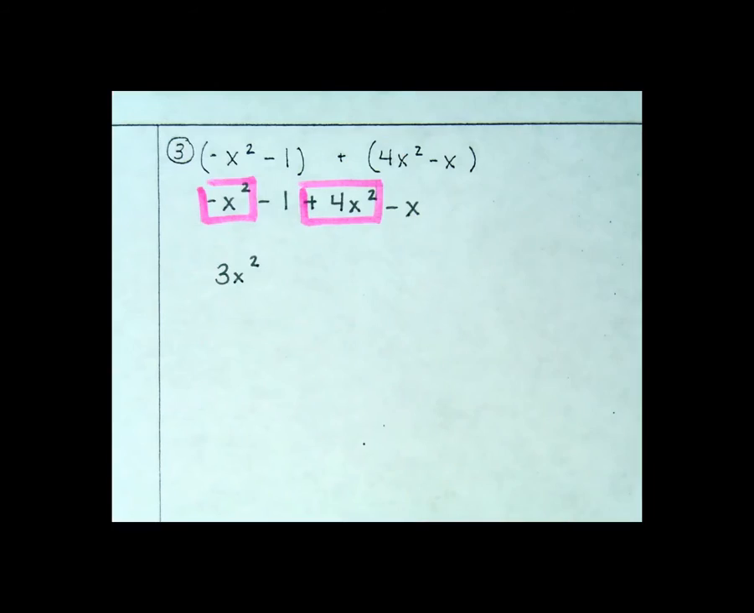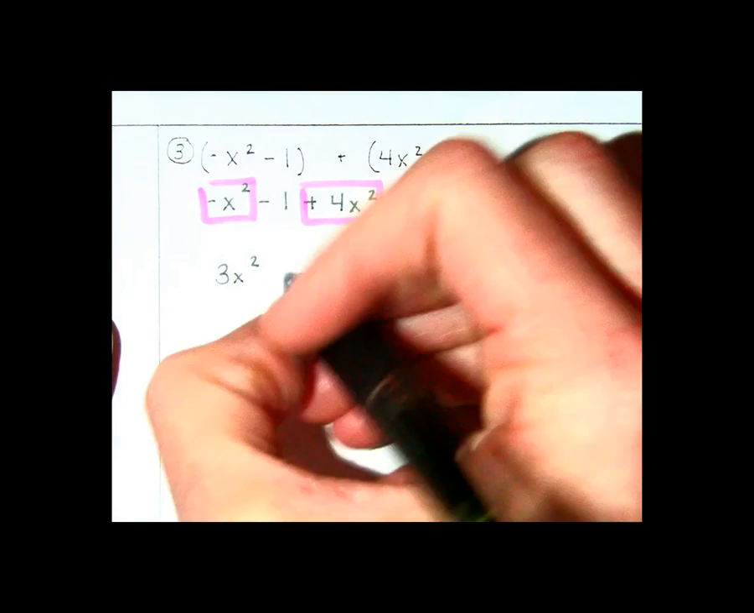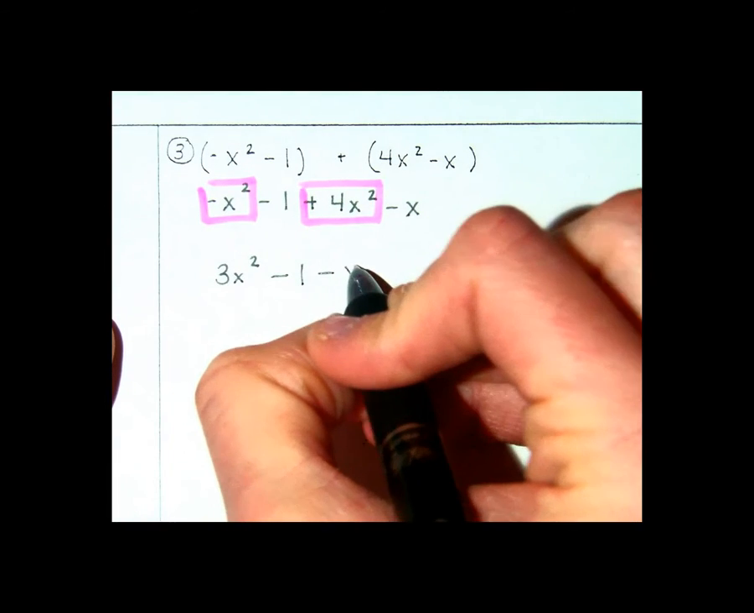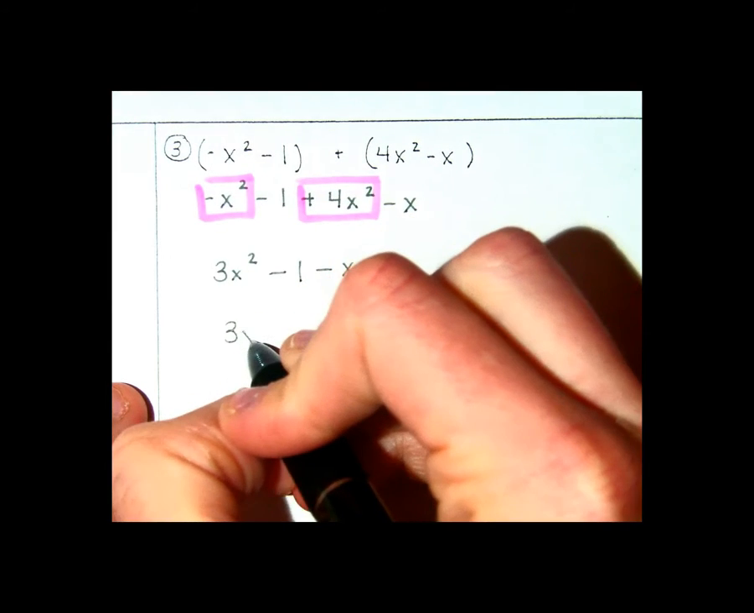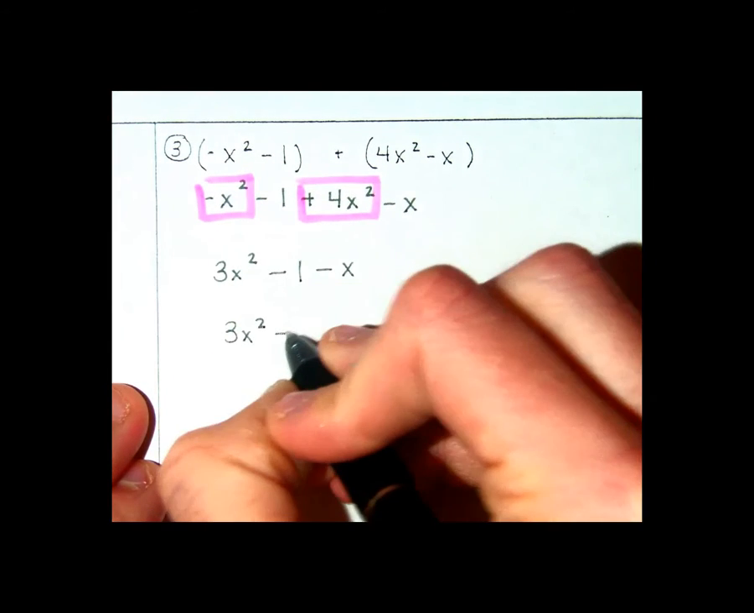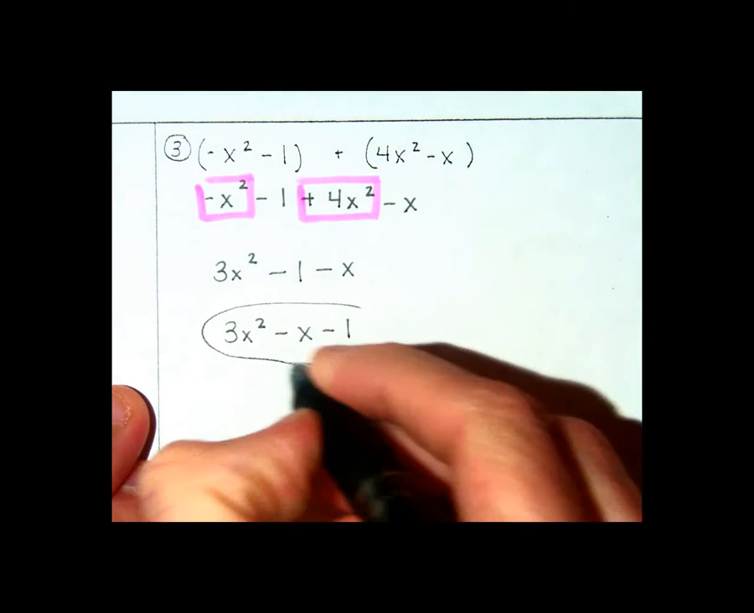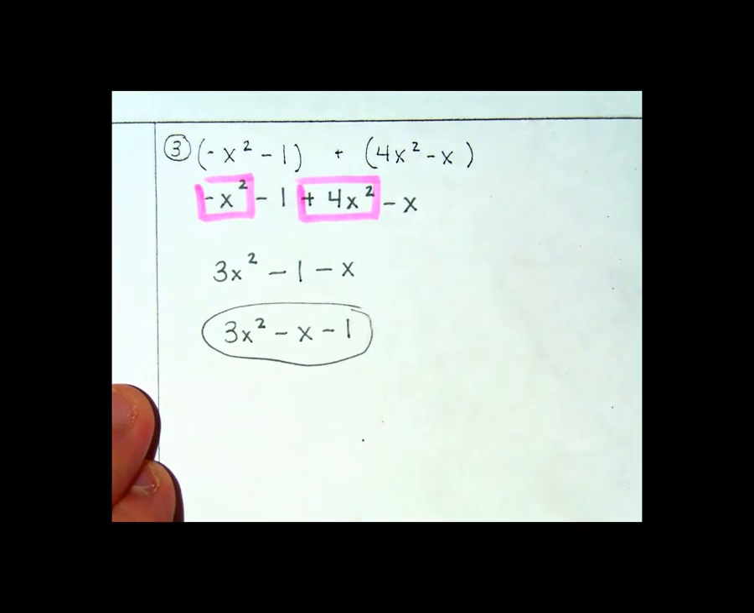I'll let you think about combining like terms. Does negative 1 have a like term? Does negative x have a like term? Am I finished? What's wrong with this? It's got to be in standard form: x squared, then x, then a number. Most of you probably did that in this step, right? That's fine. I just wanted to make a point.